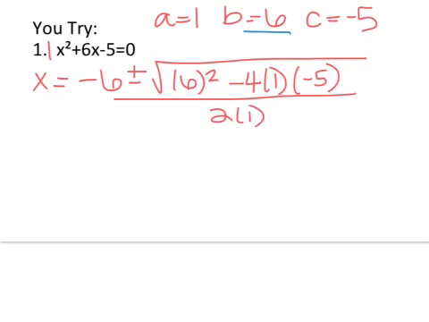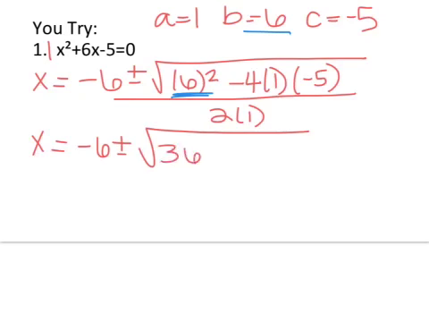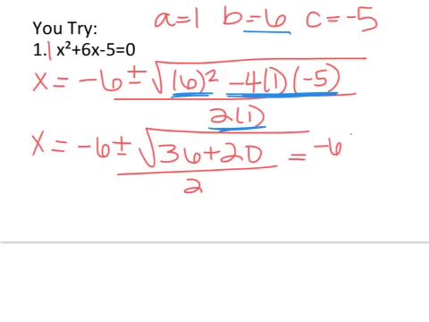You would end up with x equals negative 6 plus or minus, in your square root here, 6 squared would give you 36. Negative 4 times 1 times negative 5 would give you a positive 20. And then 2 times 1 is 2. So we'd have negative 6 plus or minus the square root of 36 plus 20, which is 56, over 2.